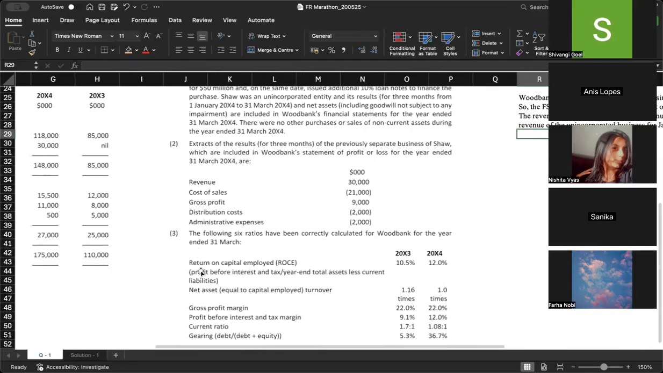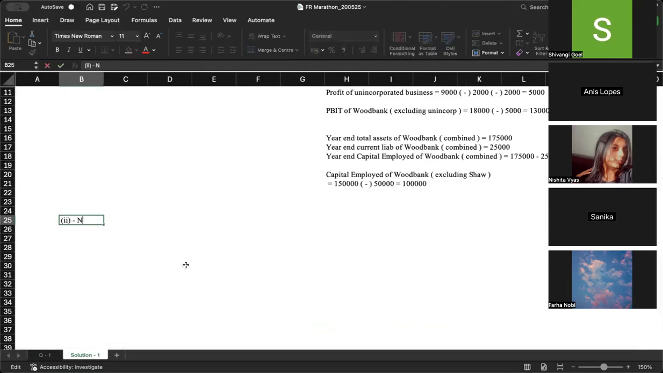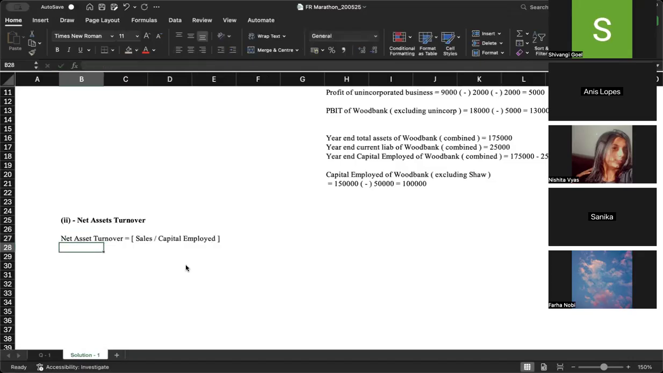Now, what is the next one? Net asset turnover equal to capital employed turnover. And how will net asset turnover come? Tell me the formula. Net assets turnover. Is it sales upon capital employed or sales upon net assets? Is that correct? That is some other formula.